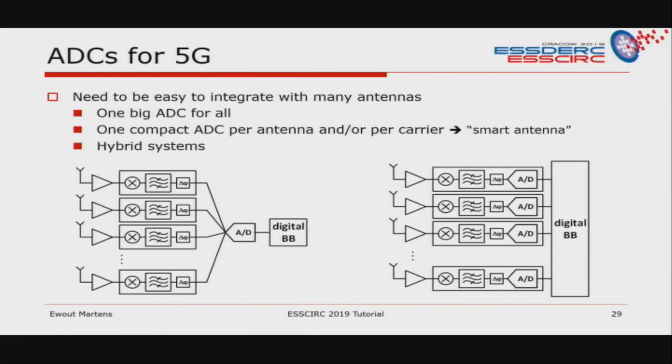The first option would be that you make one big ADC for all of them. So you combine the whole thing in the analog domain and then put an ADC after it. Or you go the total other way. You make one ADC per antenna, like a smart antenna, you can say. And then you combine everything in the digital domain, or you can have hybrid systems which are somewhere in between.